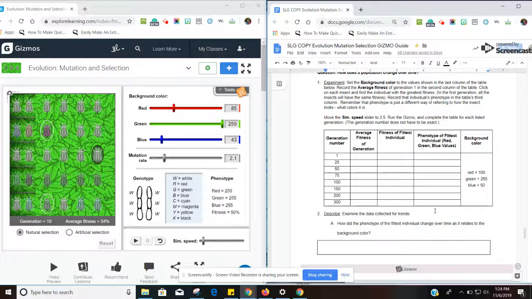And then again, when you're filling out this table, remember that phenotype is asking for the red, green, and blue values found here. But remember back to what I've said, that phenotype also just refers to the way that the insect looks. So obviously, if the red number is higher, it has more red value and so forth. So I always remember that phenotype is the way that the organism looks.